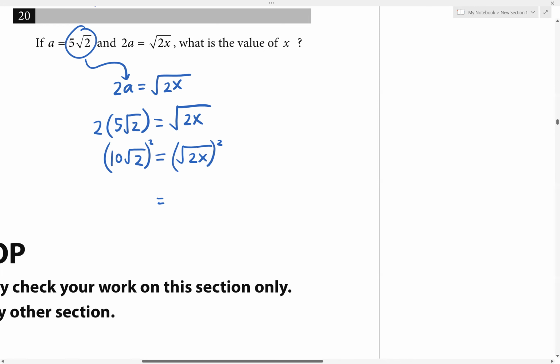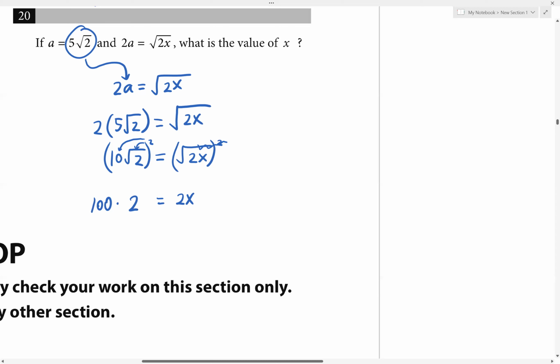On the right side, the square root and the square cancel, so we just have 2x left. On the left side, 10 times square root 2, squared. We have to square both the 10 and the square root 2, like distributing the exponent. So it'll be 10 squared, which is 100, times square root 2 squared, where the square root and square cancel out again, so it'll be 2.